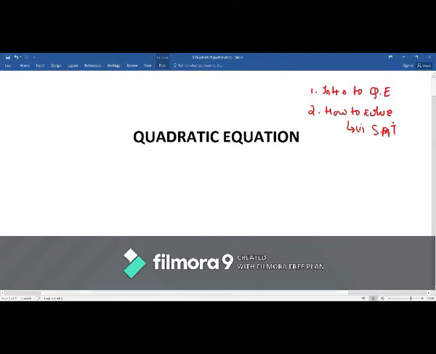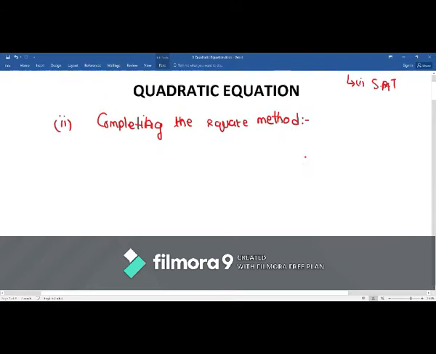So now we can talk about the second method, that is completing the square method. Okay, completing the square method. So this is the second method we can use to solve quadratic equation.